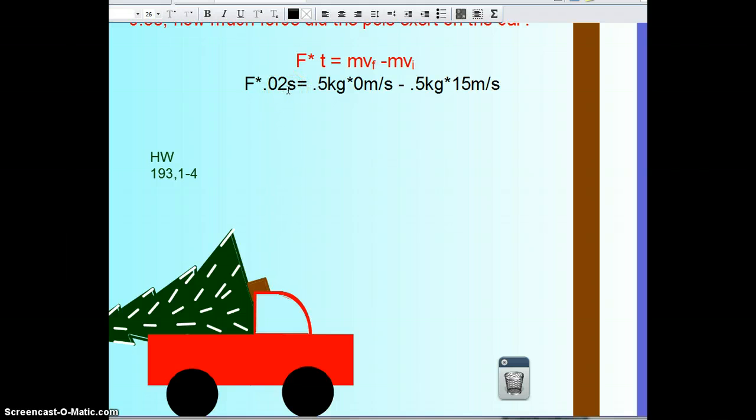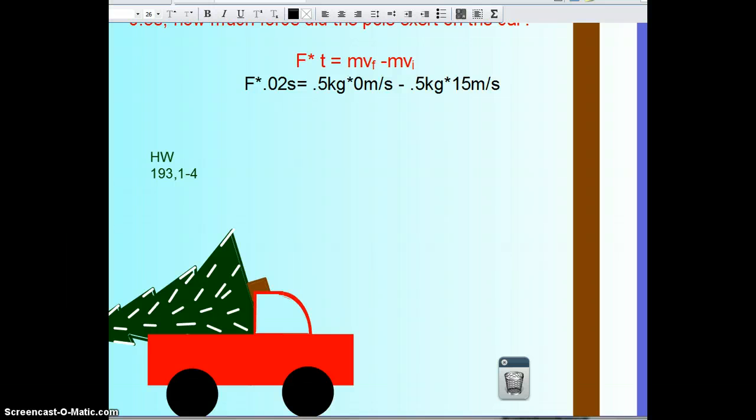What you then have to do is divide by 0.02 seconds over to here. Yes, this will give you a negative force. Let me get 1 second and figure out what that force is. And when I did that, I got negative 375 newtons. This is a stopping force, so it's okay for that to come out negative.